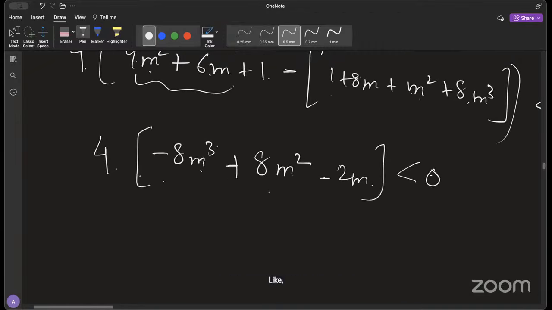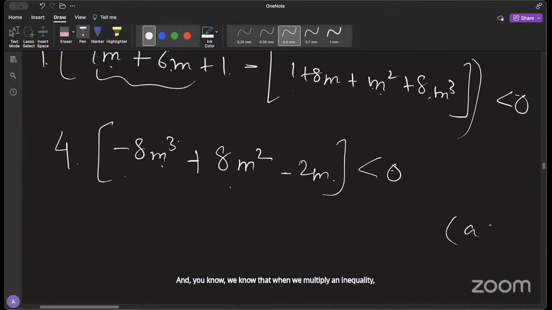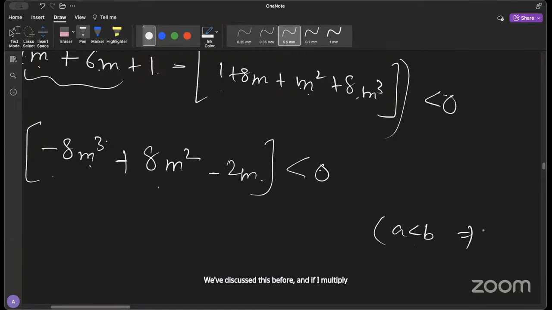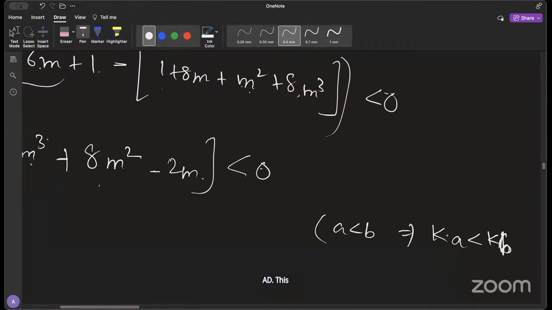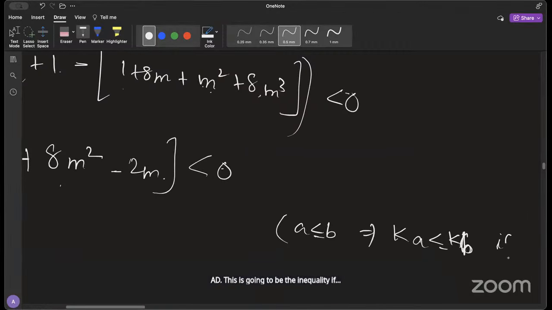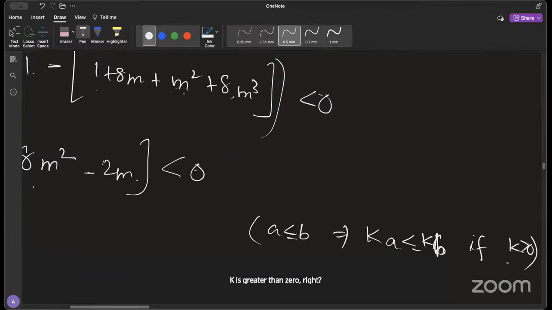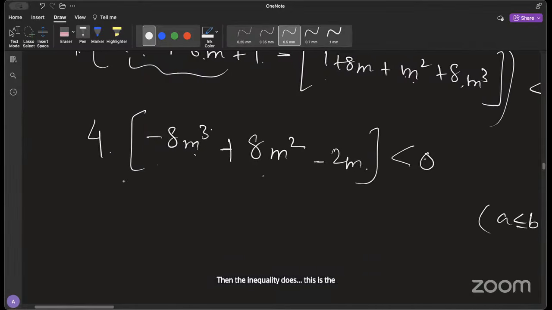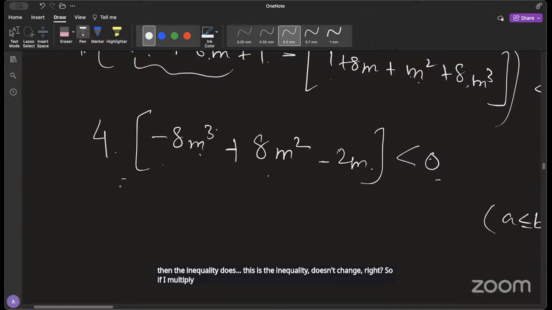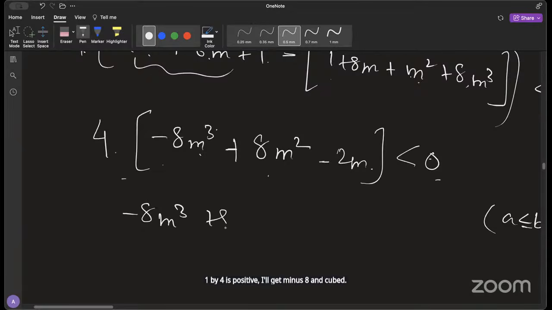Now if this is less than 0, I can multiply both sides by 1 by 4. And we know, we've discussed this before, that if I multiply an inequality with a positive k, if k is greater than 0, the inequality doesn't change. So if I multiply both sides by 1 by 4, which is positive, I'll get minus 8m cube plus 8m square minus 2m less than 0.